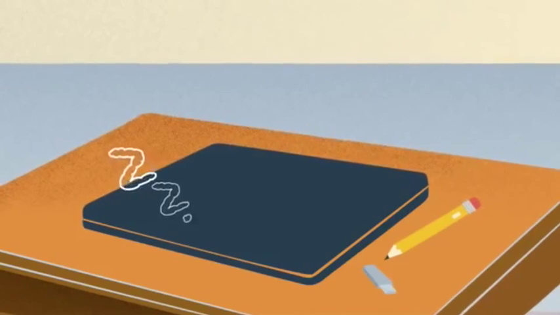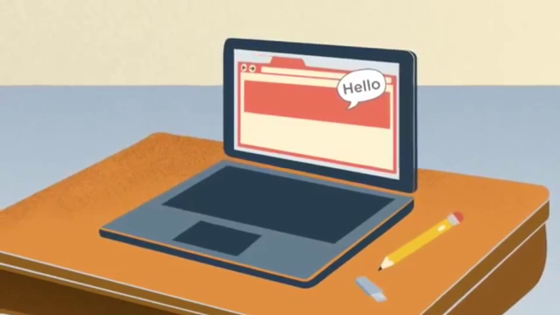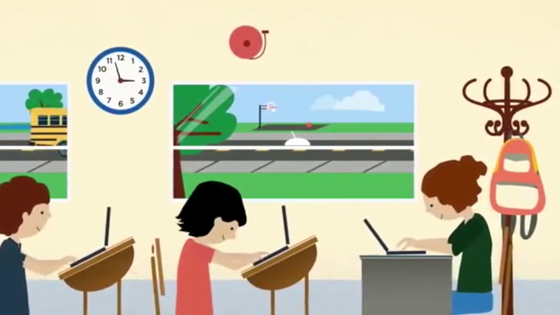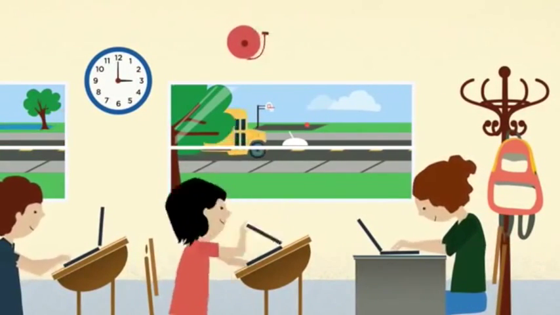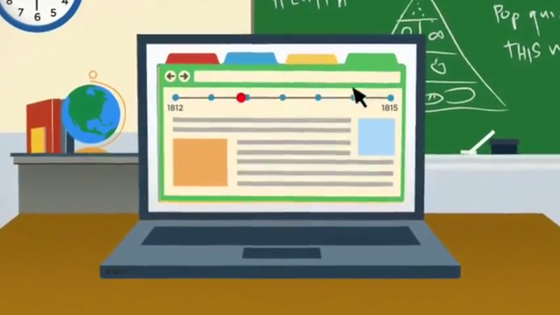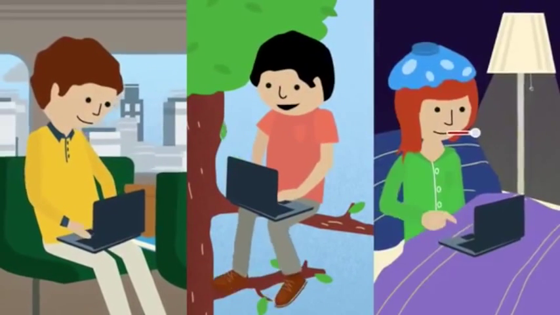Even after entering sleep mode, they resume working immediately. And unlike most notebook computers, Chromebooks have a battery that lasts up to 8 hours. So even at the end of a long school day, they're still going strong. Built-in Wi-Fi and optional 3G allow Chromebooks to connect to the web anytime, anywhere.